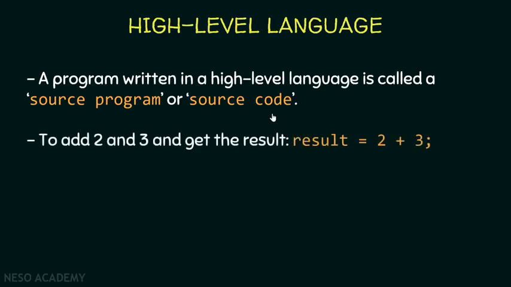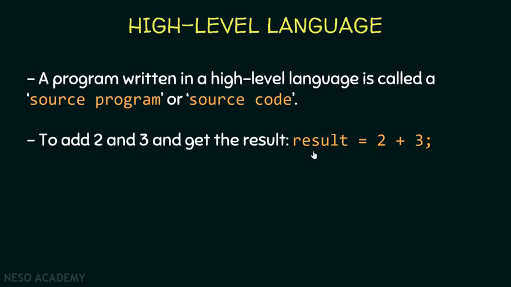And now let's see this example. If we want to add 2 and 3 and get the result, we would do something like this in Java. This is an instruction written using a high-level programming language. So this is a statement. And this is very similar to mathematics, right? We are saying that we want to store inside result the answer of 2 plus 3. So 2 plus 3 will be calculated, so we get 5, and 5 will be stored in the variable result.